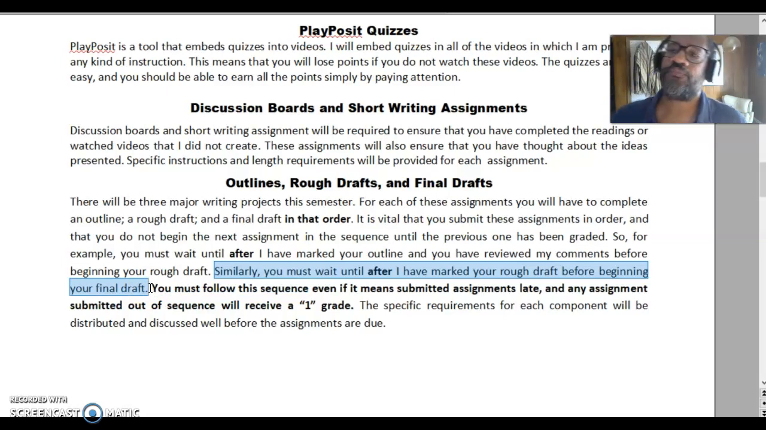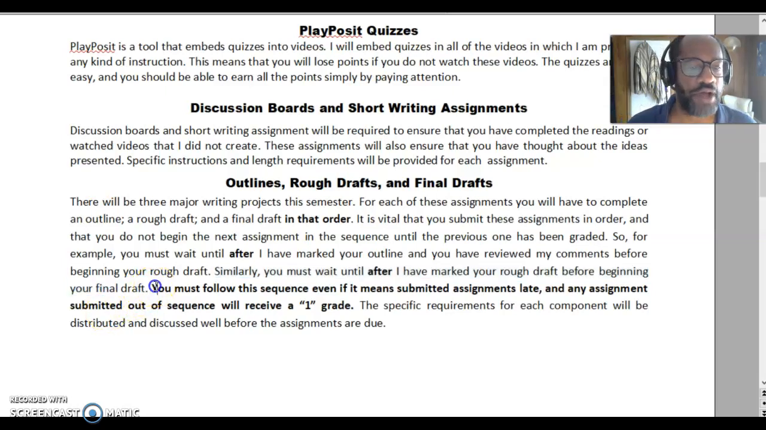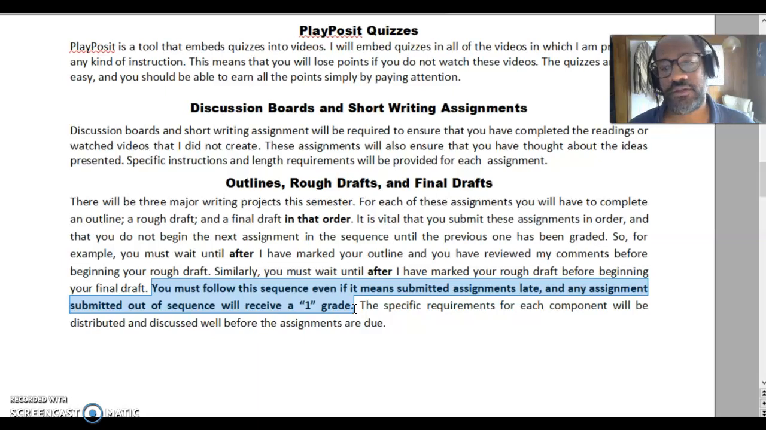Do not do that. You are going to write your rough draft. I will comment on that, and I will tell you what you need to be thinking about for your final draft. So make sure you do that. I will give you very specific instructions on that. And you must follow this sequence even if it means submitting assignments late. Any assignment submitted out of sequence will receive a 1 grade. I'll talk about what that is in just a second. Basically, the 1 grade means you need to talk to me and possibly redo the assignment.